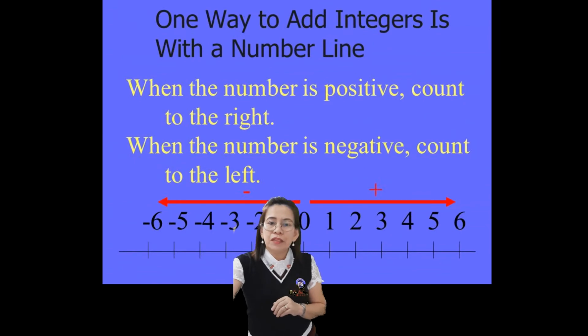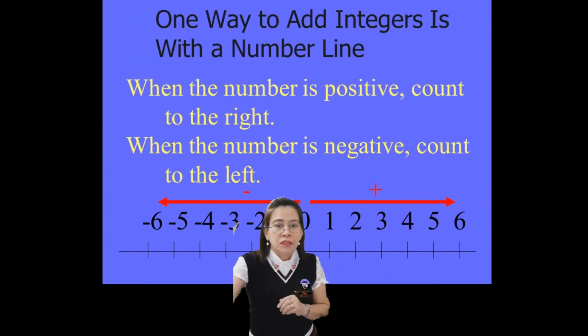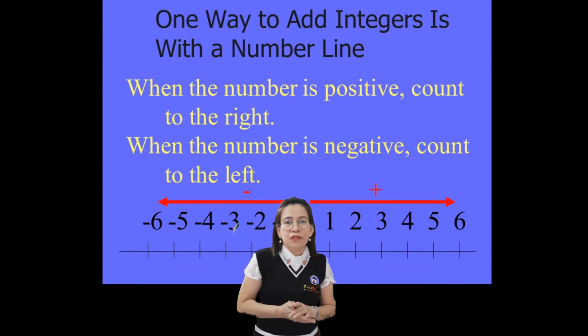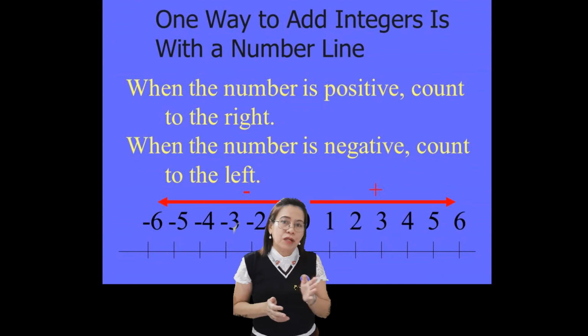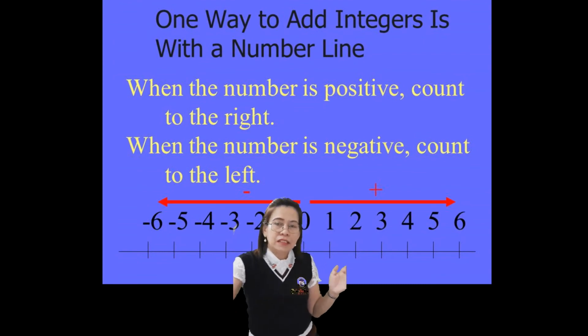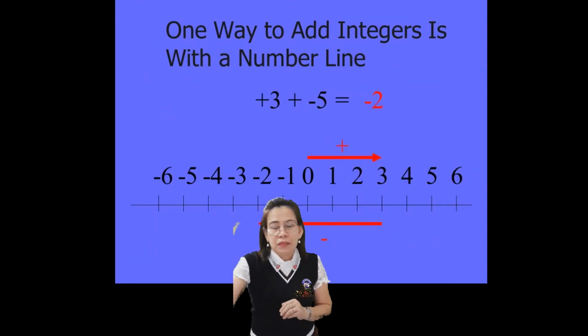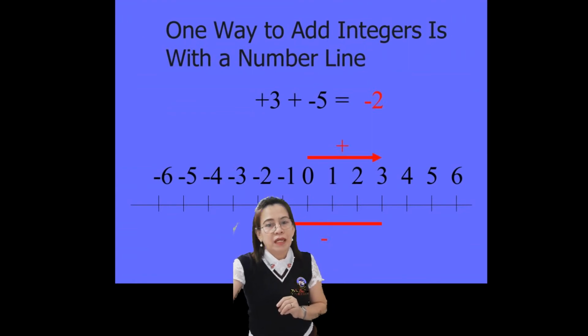Okay, another way to add integers is by the use of number line. So if the number is positive, you're going to count to the right. If the number is negative, you're going to count to the left. Okay, let's apply this to an example. Let's say positive 3 plus negative 5.